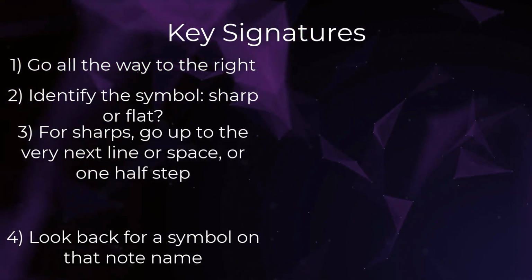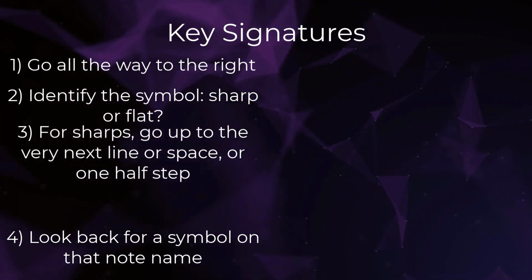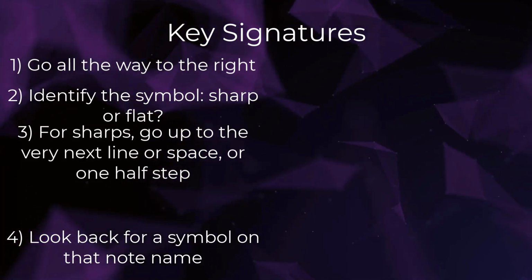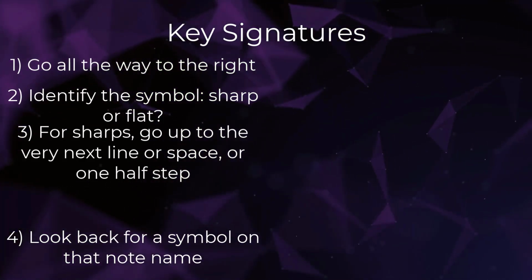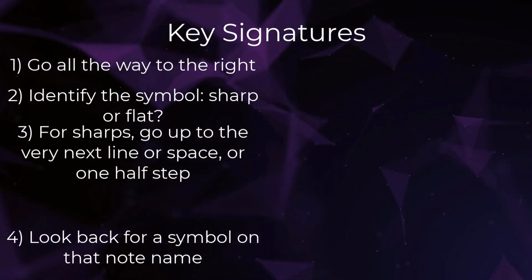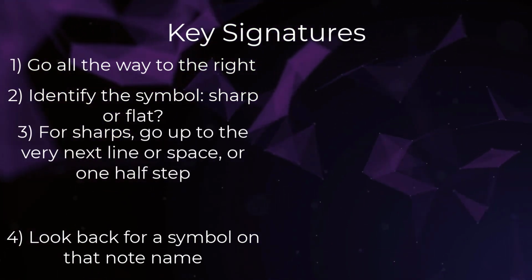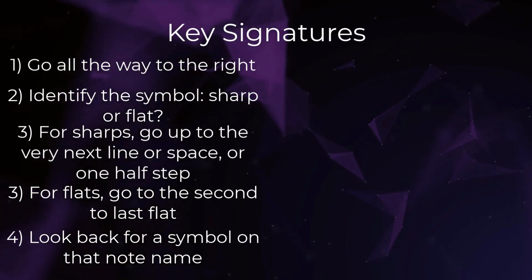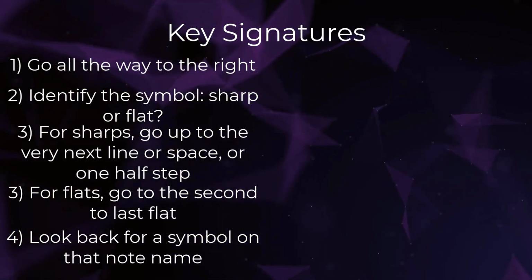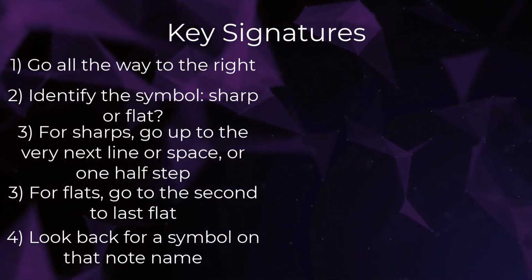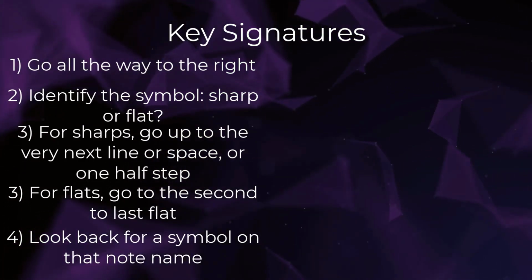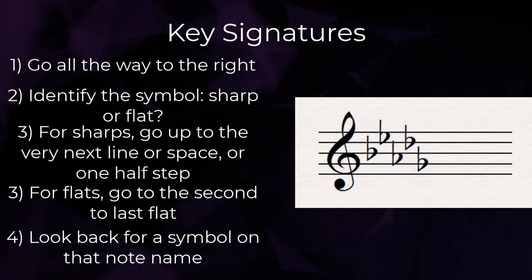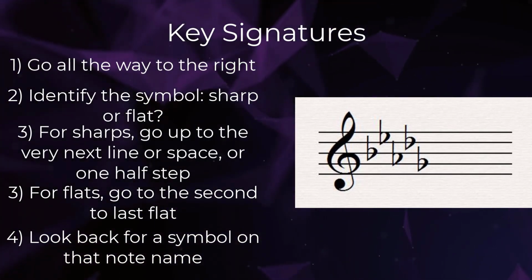Done. Simple as that. For flats, follow the same steps 1 through 3. So we go all the way to the right, we determine these are flat symbols that we're looking at, and now is where we get a little bit tricky. For all key signatures with more than 1 flat, find the second to last flat. If there is only 1 flat, best to just memorize that one as F major. In this case, with 5 flats, that is here.